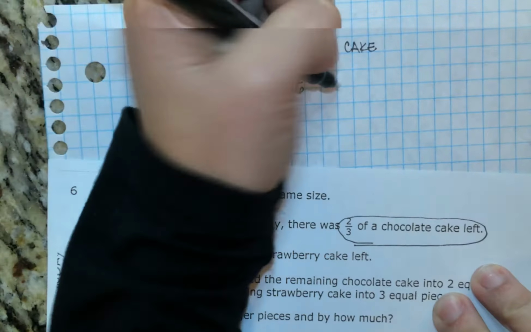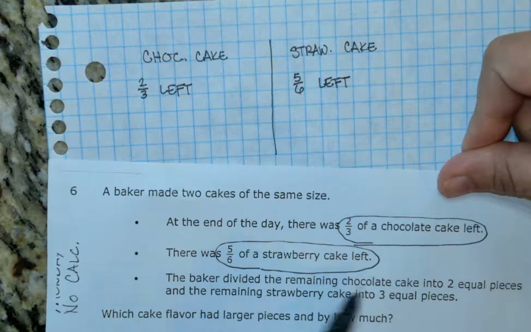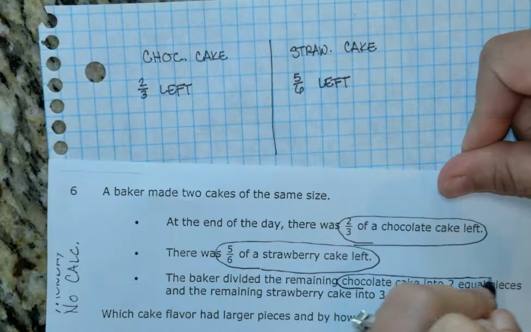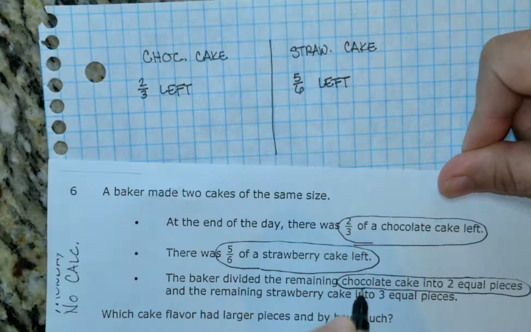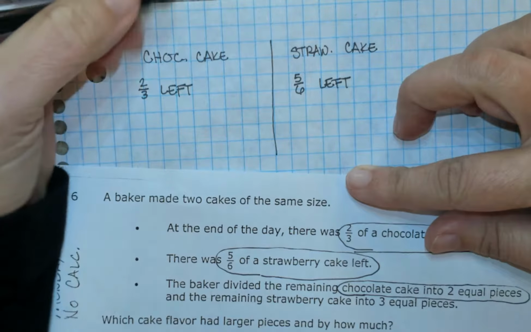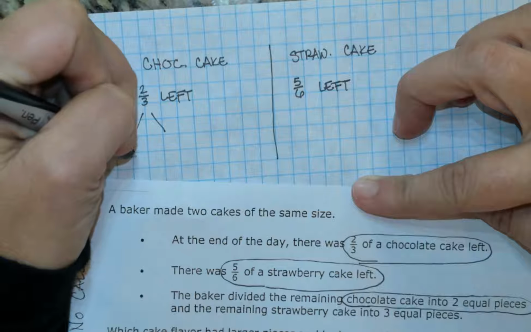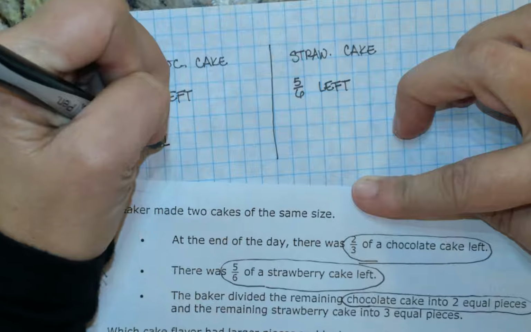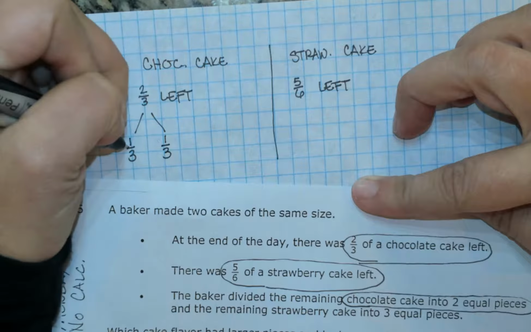So it says the baker divides the remaining chocolate cake into 2 equal pieces. So we're going to do that. We're going to take this 2/3 and break it down into 2 equal pieces. Well, I know that if I have 2/3 and break it down into equal pieces, I've got 1/3 and 1/3, right? Because 1/3 plus 1/3 is going to make 2/3.